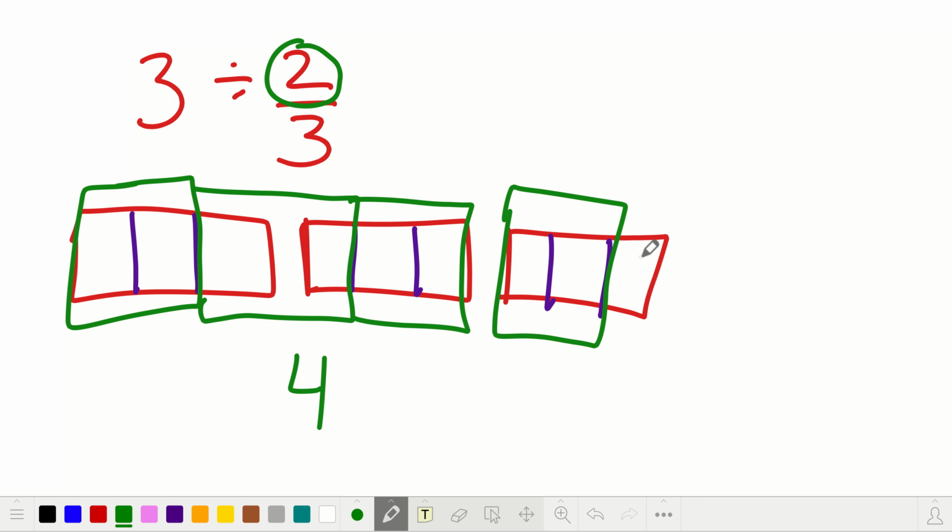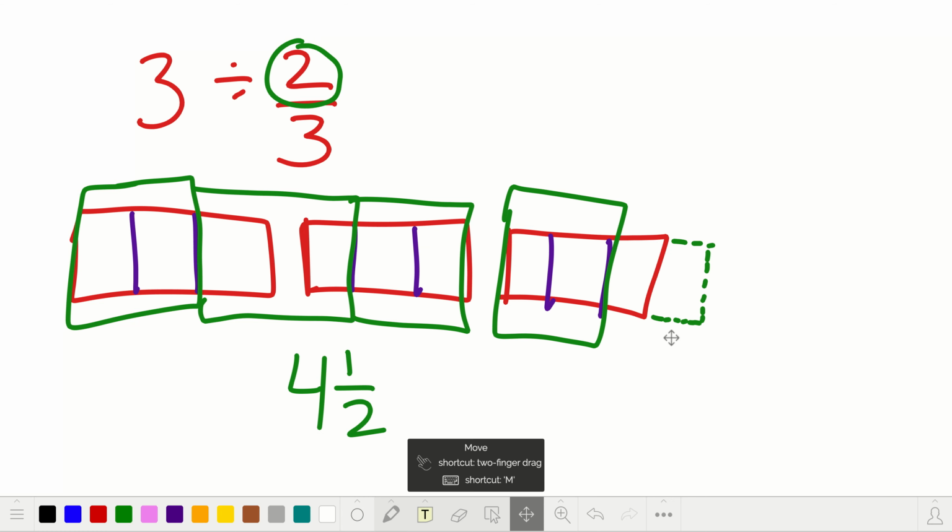Now this 1, you might think it's 1/3, but that's a common mistake that a lot of kids make. What you have to remember is that we're trying to make groups of 2. So this 1 right here is actually 1 out of 2, because imagine if you had another 1/3 right there, then you would have a whole group of 2/3. But we don't have that one. So what we do have is 1 out of 2 of it. So our quotient is going to be 4 and 1/2.